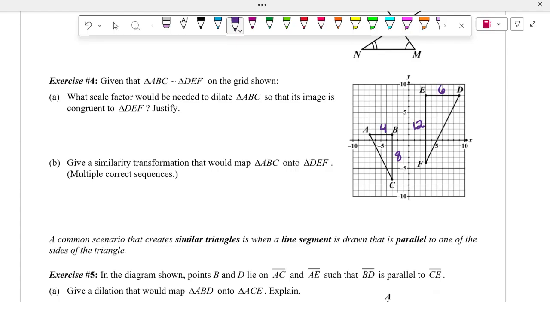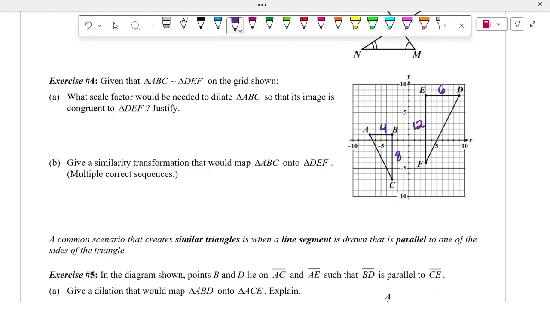Now, I don't really care about AC and DF because as long as we have one set of corresponding sides and we know that they're going to be similar because we're dilating, all right, we can still get the scale factor, all right? But having two sets is a good thing because it can also give you an idea of, okay, if similar figures, all the sides have to be proportional. That means that when we divide the two sets of corresponding sides, we should get the same number as our answer. All right.